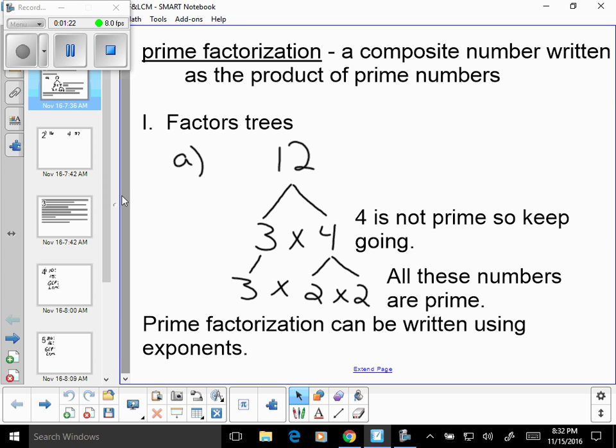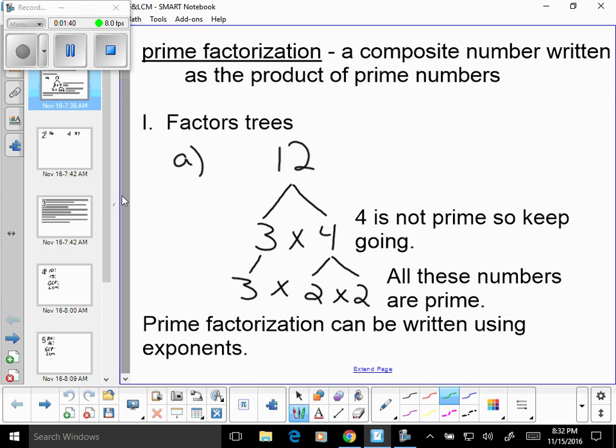I was always taught to bring the 3 along with me, so that's why I bring the 3 down. But then I also have to factor 4 as 2 times 2. Now I check again. 3 is prime, 2 is prime, 2 is prime. So I have the prime factorization.